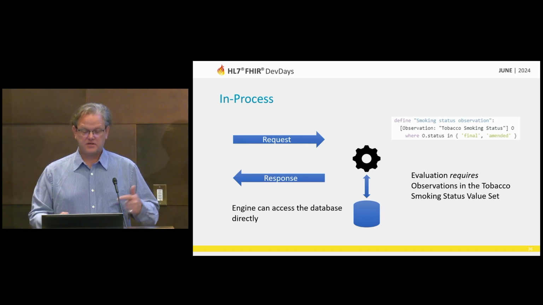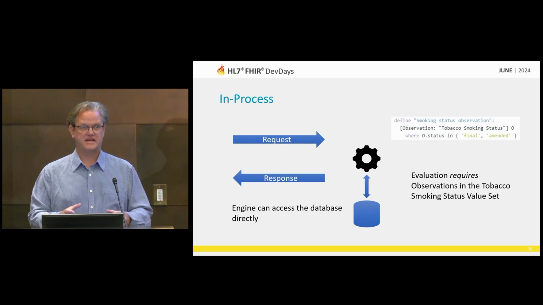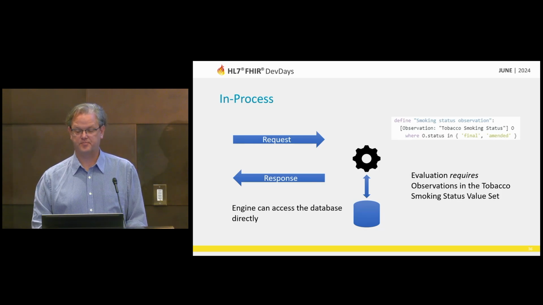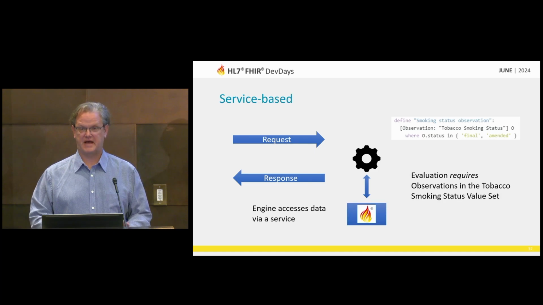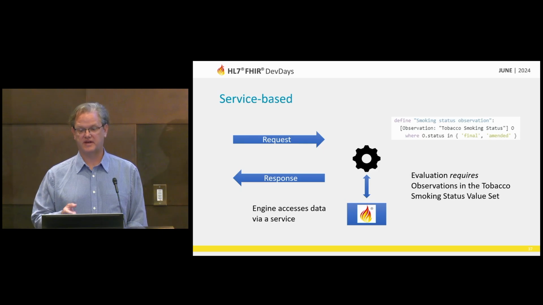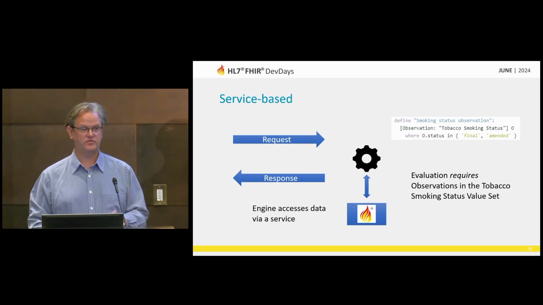If we're in process, we have an actual engine and it has access to local interfaces to get data, then the engine can actually access the database directly. We call that in-process data access. If we're out of process, we're running remotely, that actually might be a service access. So that requirement to get observations in the tobacco smoking value set might actually be a call to a RESTful FHIR endpoint. And so it would turn it into a FHIR API query and go ask for that data.